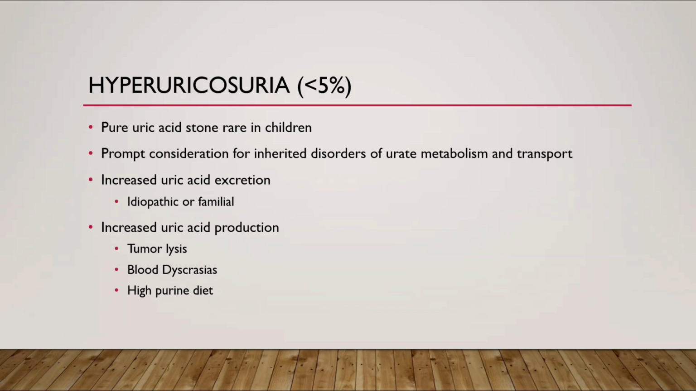Hyperuricosuria is the least common, and pure uric acid stones are very rare in children. Whenever it is there, prompt consideration for inherited disorders of urate metabolism and transport should be kept in mind. It can result either from increased uric acid excretion, which could be idiopathic or familial, or increased uric acid production in tumor lysis syndrome, blood dyscrasias, or high protein diet.